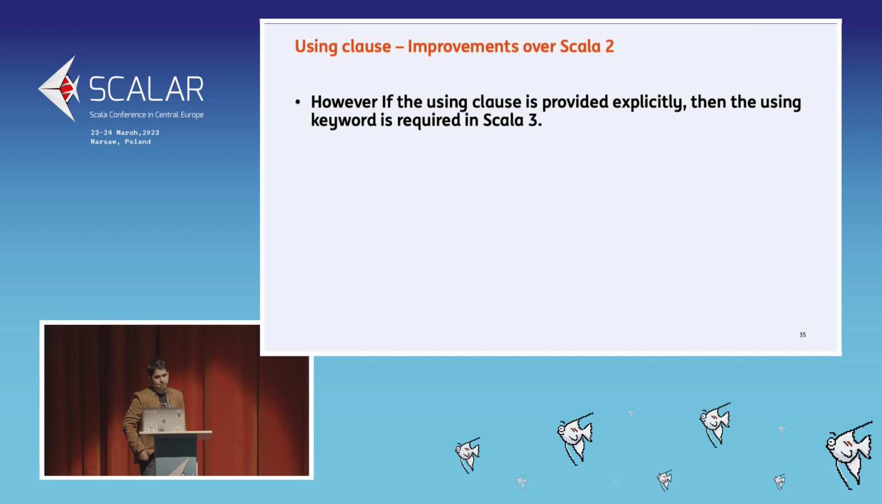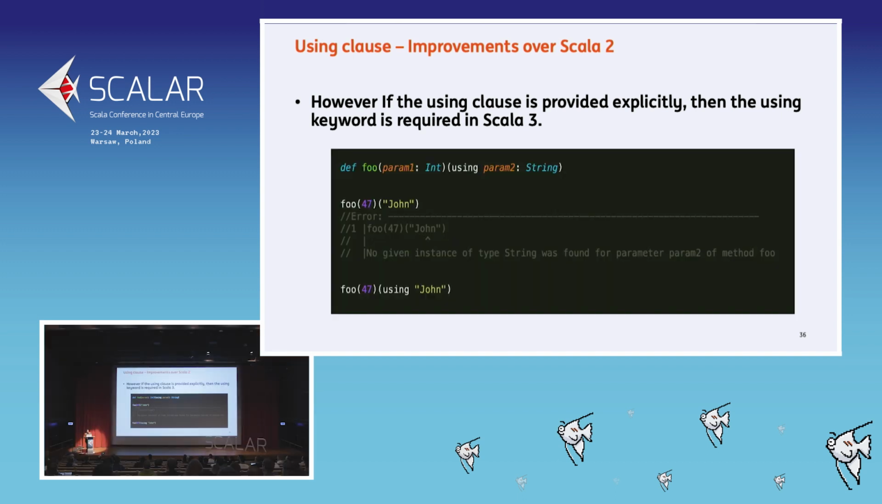This changes in Scala 3 with the using clause. So if you want to provide a context parameter explicitly, then the using keyword is a must. And what I mean by that is that if I have the method foo again, and the second parameter is a context parameter, if I have to pass it explicitly, then I have to use the keyword using at the call side. So if I look at that call, then I am very clear that the parameter John is passed as a context parameter and is an implicit here. So this adds clarity to the code.